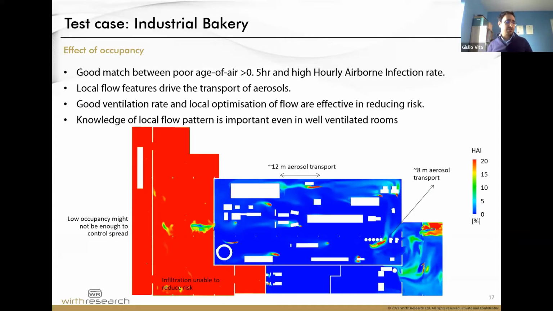And if I zoom in for a moment, we can also see that in the well-ventilated area, there is still a 12-meter aerosol transport due to the local nature of the wind. So we can see that this source, for instance, remains pretty much within a 2-meter radius, whereas this one is spread for 12 meters. So this is quite important.